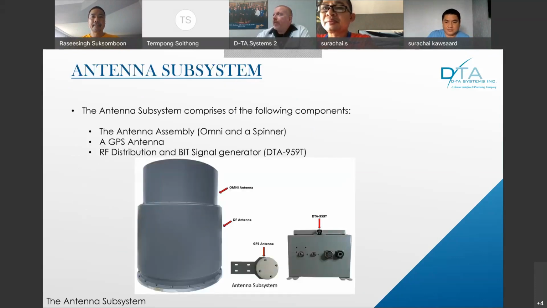So again, quickly, the antenna subsystem comprises the following components: the antenna assembly, which would be your Omni and your spinning DF antenna, the GPS antenna in the center, and your RF distribution and BIT signal generator, or your DTA 959T.